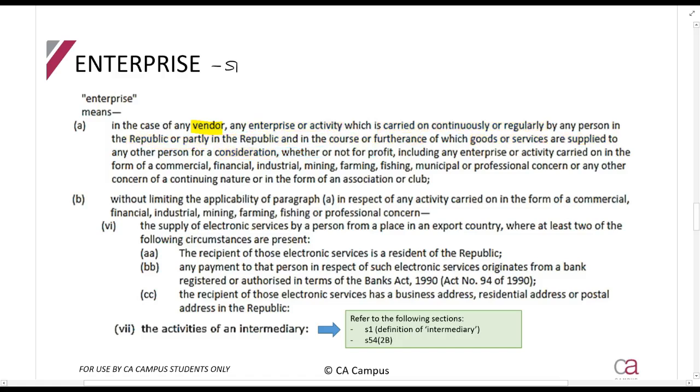I want you to see here that an enterprise is an activity carried on continuously or regularly where goods or services are supplied for consideration, and it doesn't have to be for profit. So if I buy and sell goods and services and I sell them to you, that's an enterprise. I must charge you for it. So I must say, give me money. If I don't charge you for it at all, then it's not an enterprise. If I don't charge you enough, so I make a loss, that's still an enterprise, because it doesn't have to be for profit.